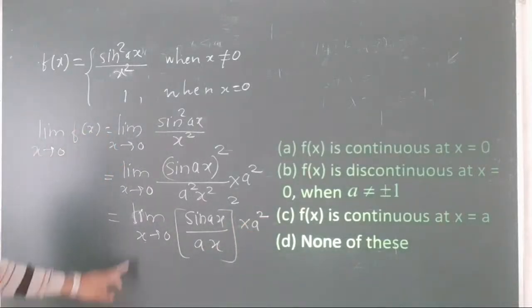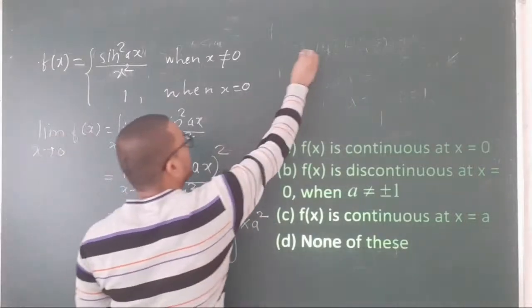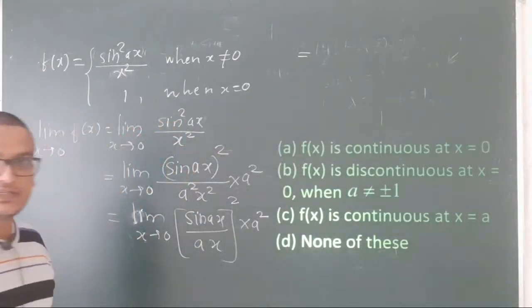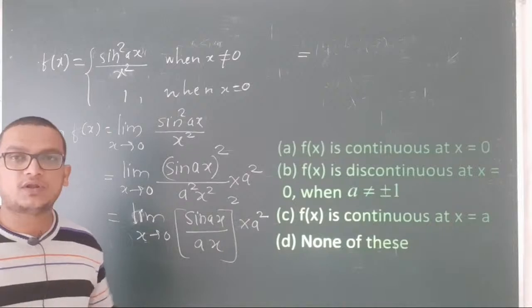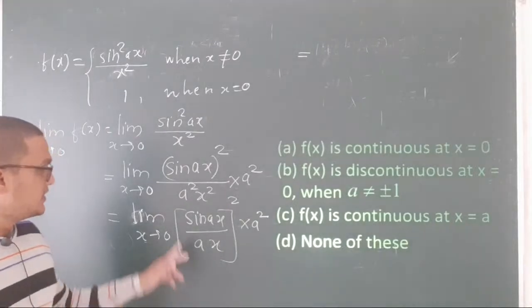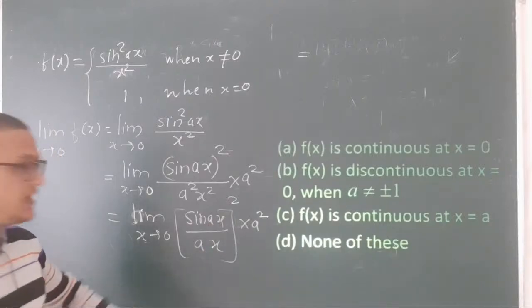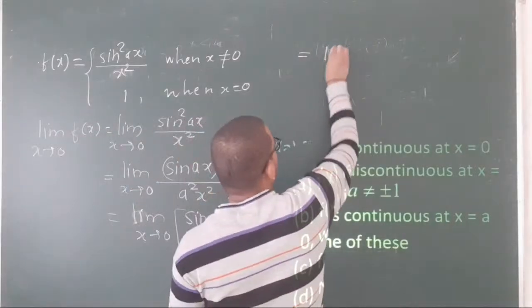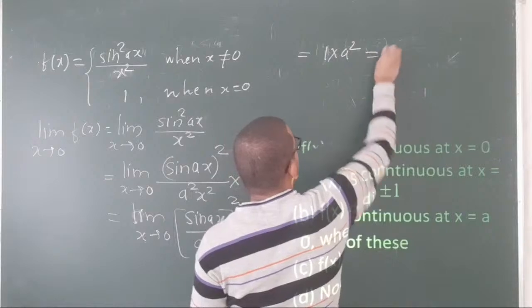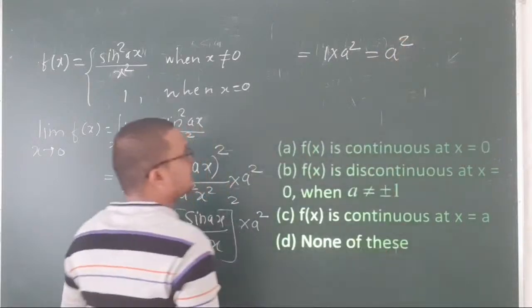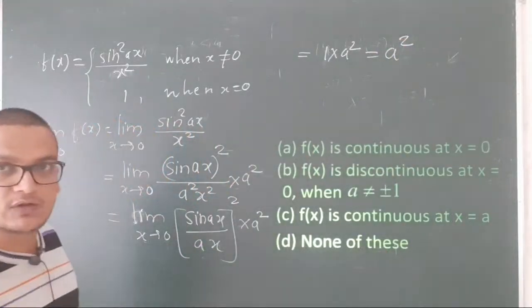As you know, one of the standard theorems of limit, that is limit x tends to 0, sin x upon x value is what? 1. So here also the same, limit x tends to 0, sin ax upon ax will be 1 into a square, so which is equal to a square. Okay, this is the limit value.